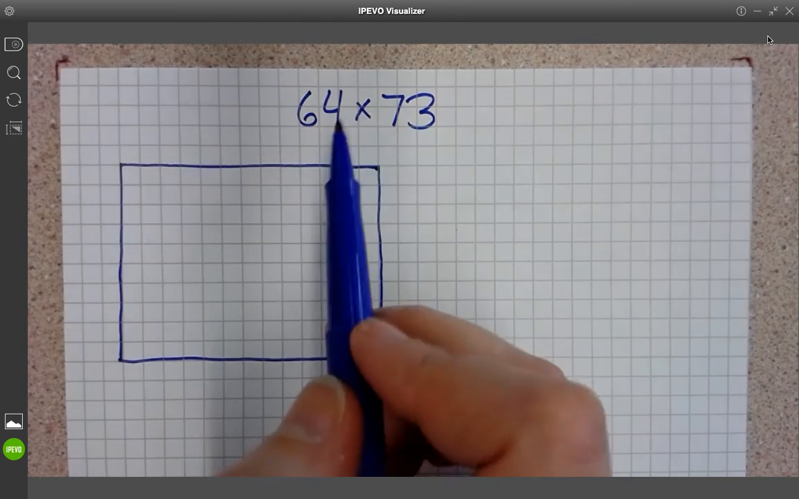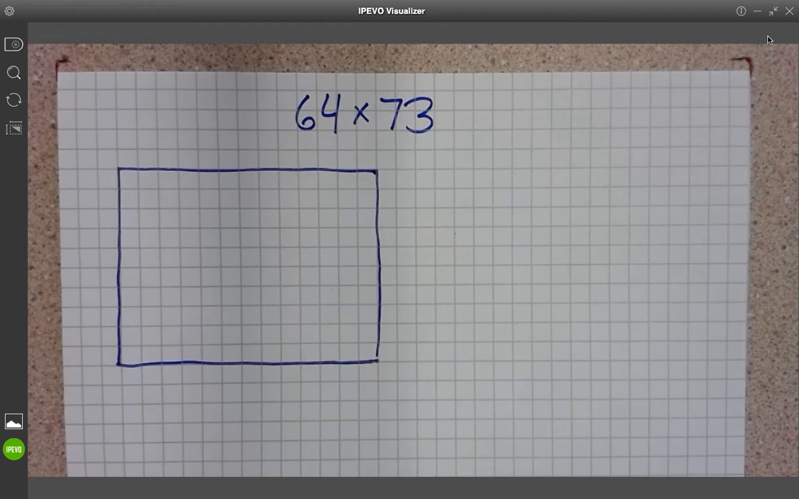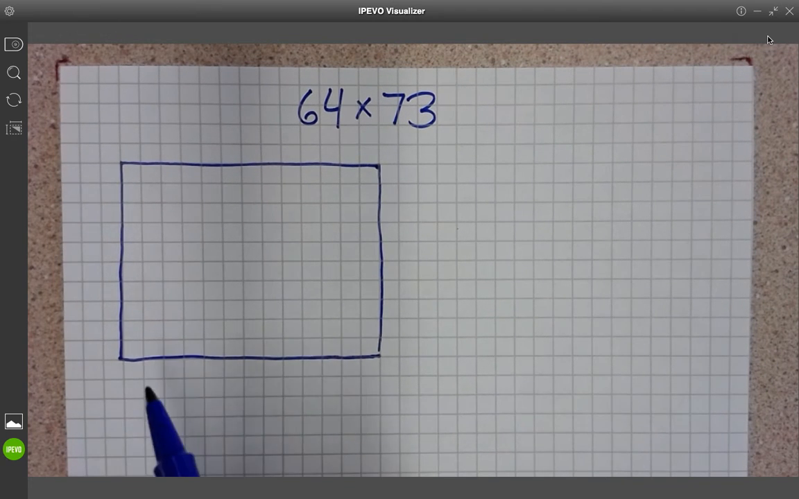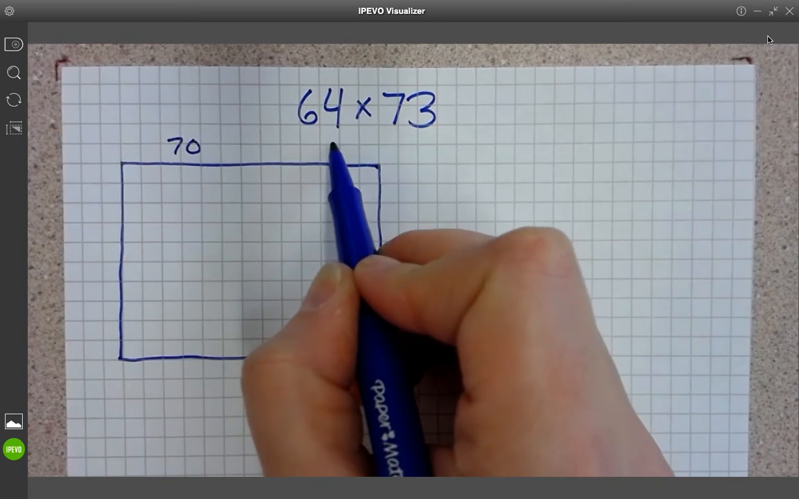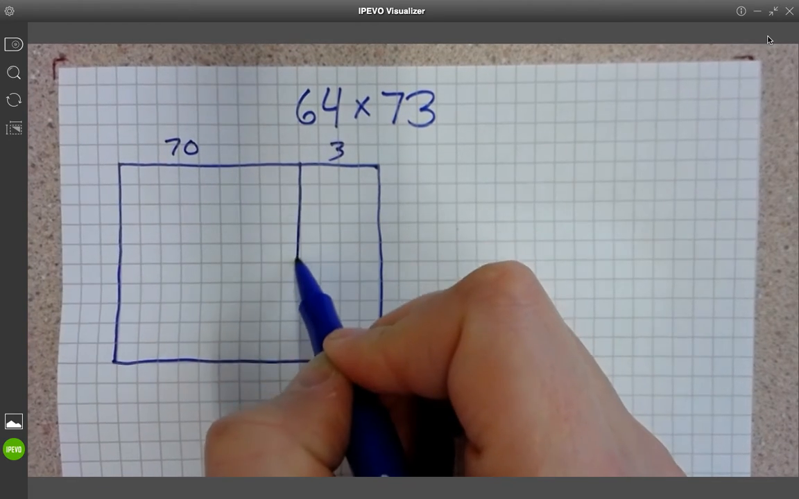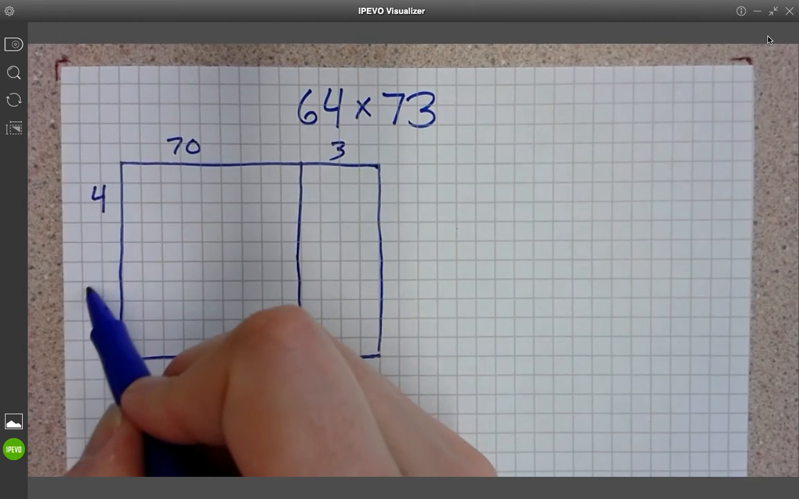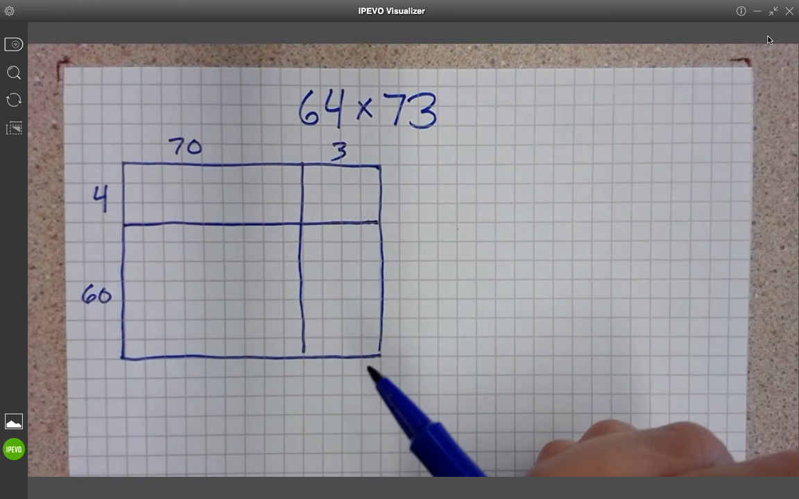And it does not matter which factor I put on which side, because as you know, with our commutative property, we can rearrange factors in a multiplication problem. I'm going to just choose to do 70 on top and 3 over here. And then I'm going to break apart 64 on this side. Go ahead and build your area model.